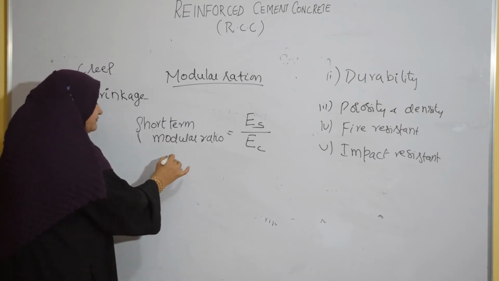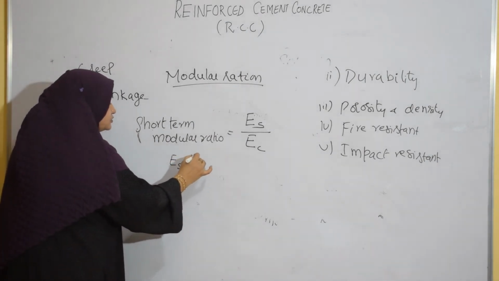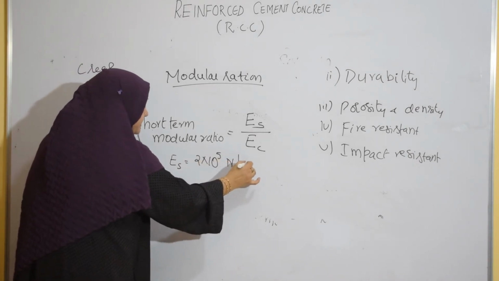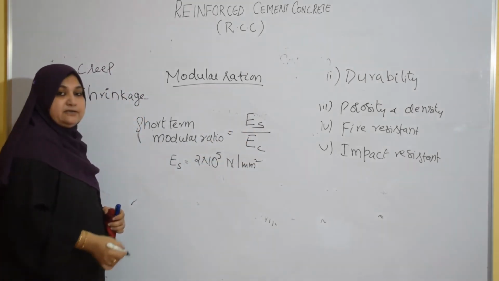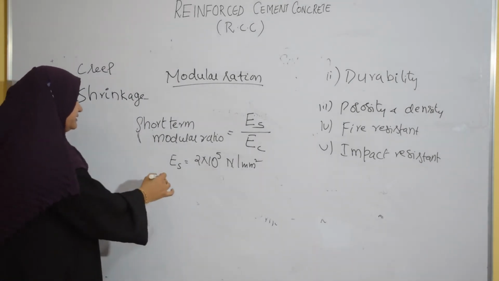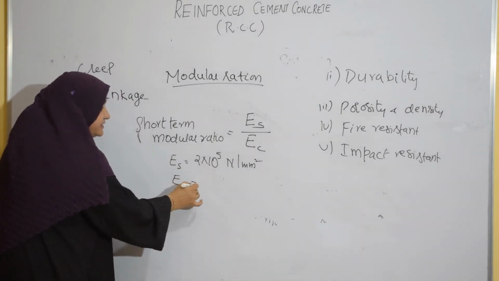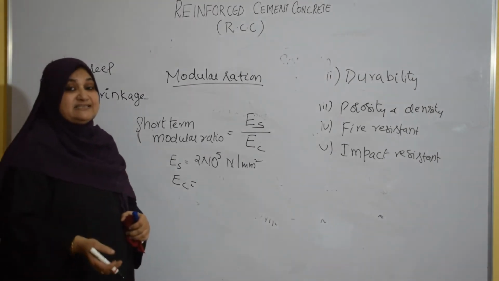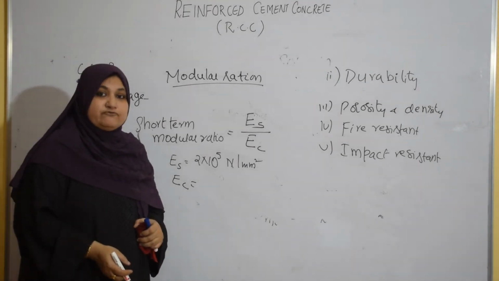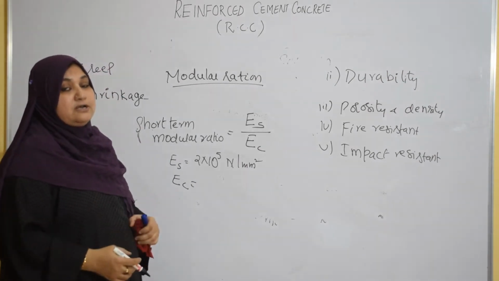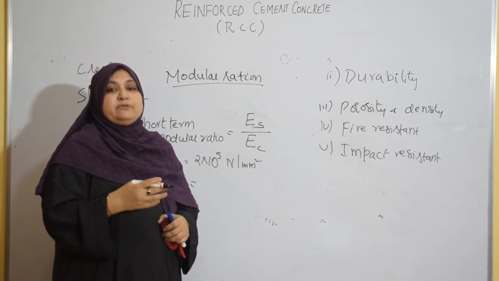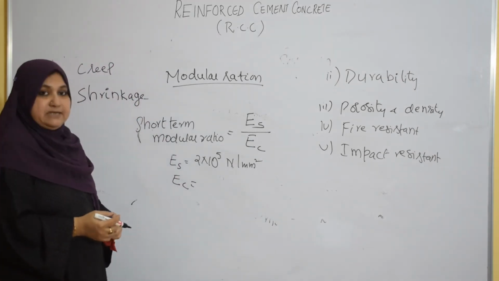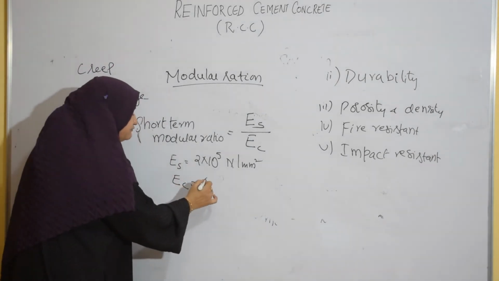The modulus of elasticity of steel is fixed. It is 2 into 10 to the power of 5 Newton per mm square. Any steel you take, this is the value. Then the modulus of concrete is given in IS 456. I'll give you the introduction of IS 456 when I start the analysis and design of beams. So this is all the introduction we require before we actually go to the problem part, the analysis and design part. This is given in IS 456.